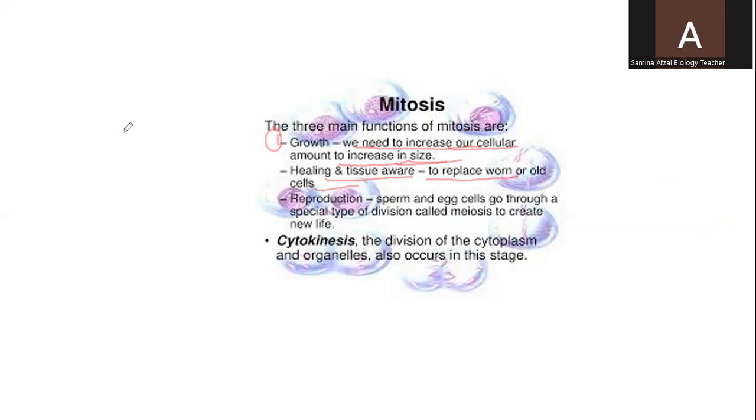And number three, reproduction. Sperm and egg cells go through a special type of division called meiosis to create new life, but their size enlargement, growth, and development take place by the process of mitosis. Cytokinesis is also the division in which the cytoplasm is divided into two cells. So in this way, mitosis plays a very important role in the growth and development of the body.